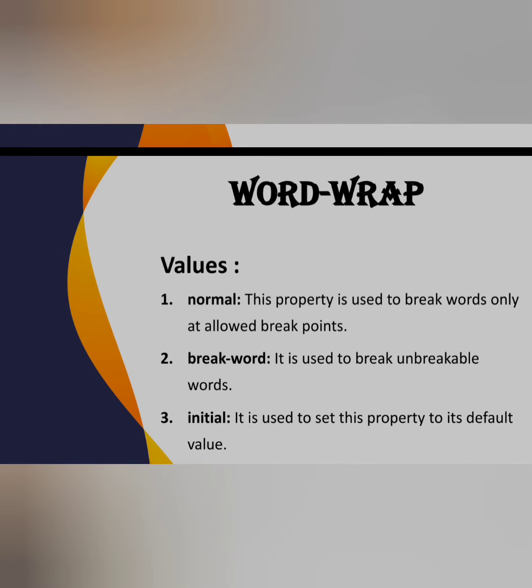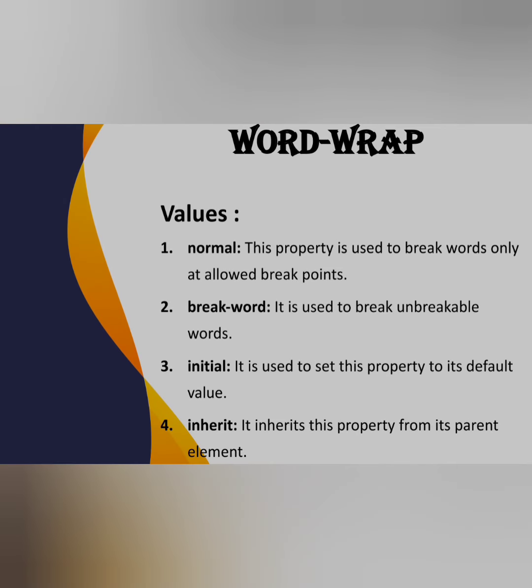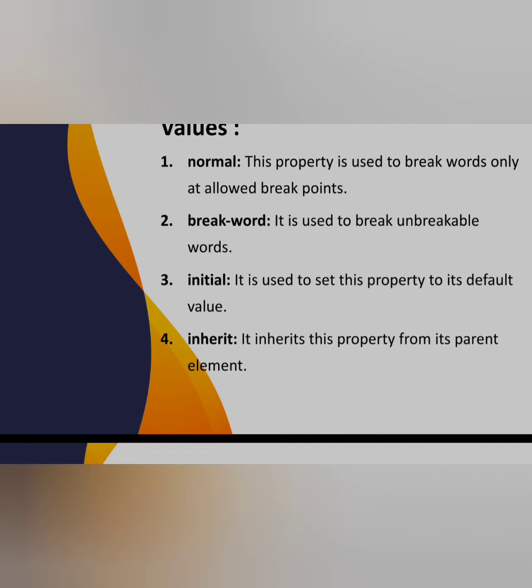Word wrap values. Normal: this property is used to break the words only at allowed breakpoints. Break-word: it is used to break unbreakable words. Initial: it is used to set this property to its default value. Inherit: it inherits the property from its parent element.